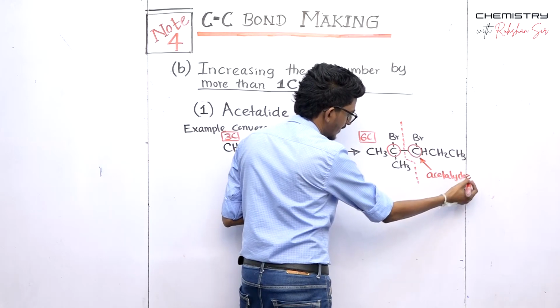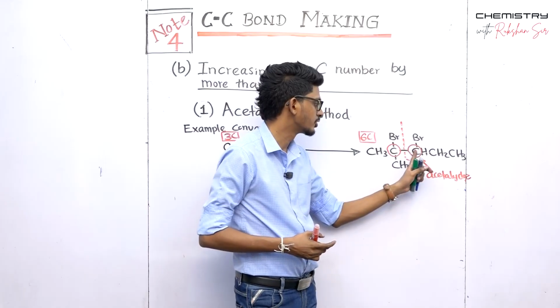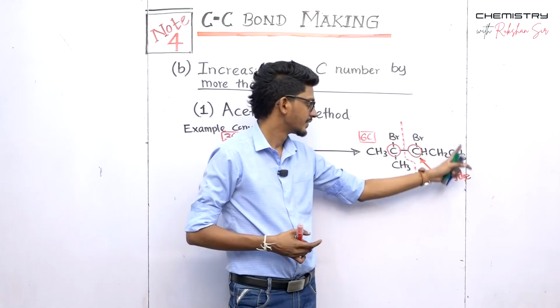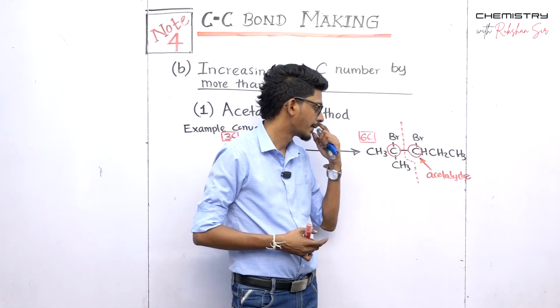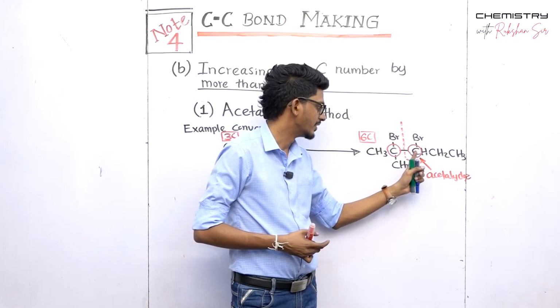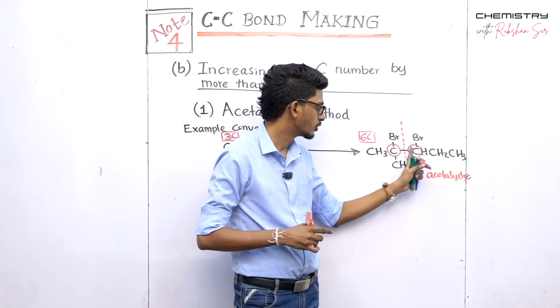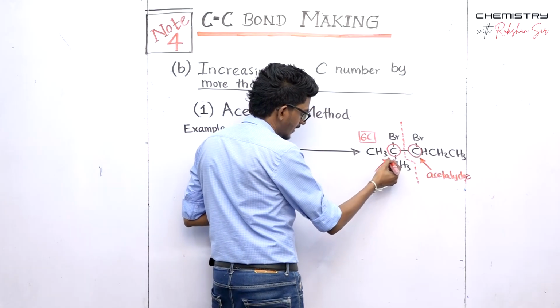To select the block from the acetylide, the functionality should appear at the corner carbon. Remember that. So this is the group coming from the acetylide, and this one is then coming from the alkyl halide.